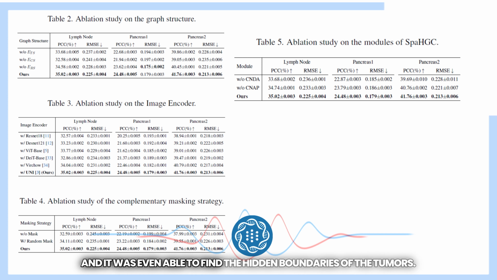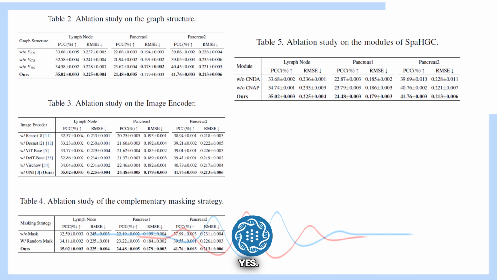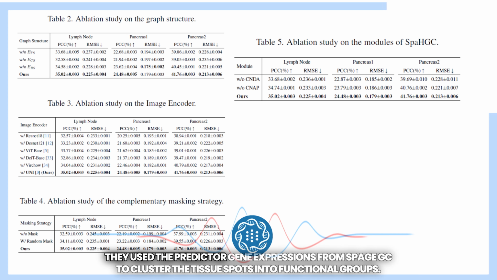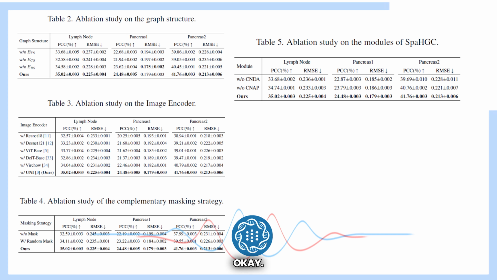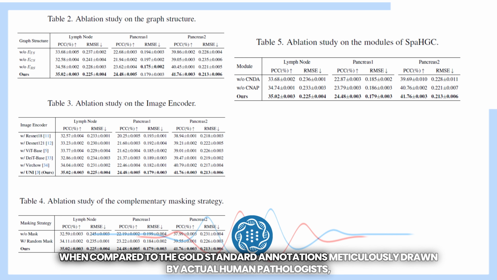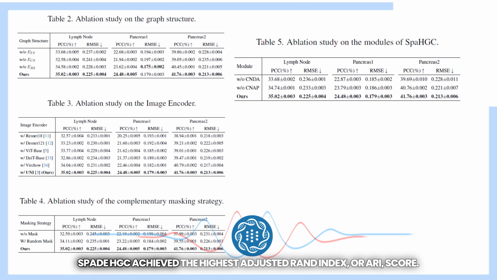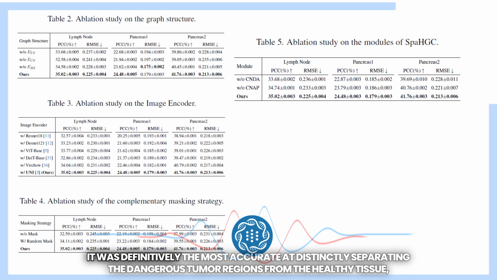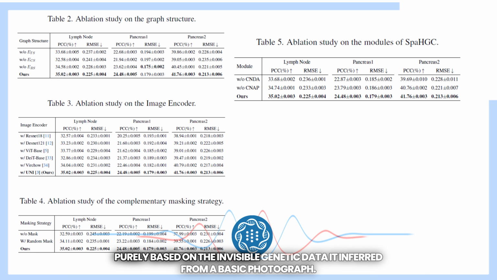And it was even able to find the hidden boundaries of the tumors, right? Yes, this is a huge clinical application. They use the predicted gene expressions from SpaHGC to cluster the tissue spots into functional groups. When compared to the gold standard annotations meticulously drawn by actual human pathologists, SpaHGC achieved the highest adjusted RAND index, or ARI score. It was definitively the most accurate at distinctly separating the dangerous tumor regions from the healthy tissue, purely based on the invisible genetic data it inferred from a basic photograph.